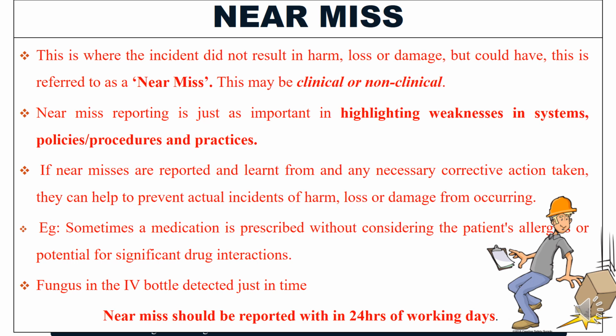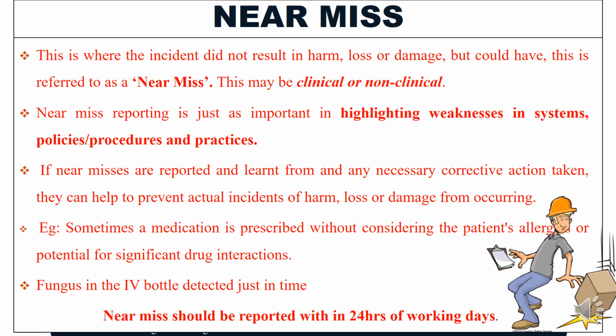Example: sometimes a medication is prescribed without considering the patient's allergy or potential for significant drug interaction. The medication has been administered to the patient, but nothing happened to the patient. But it is an error which shows that we have not assessed the allergy status of the patient.